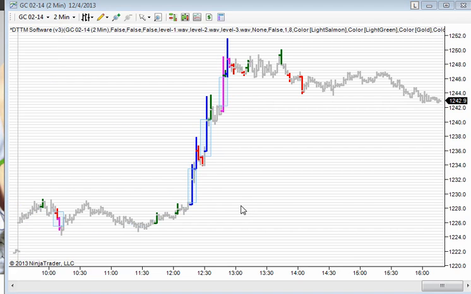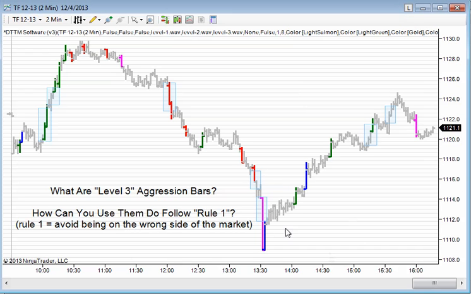How do you more often avoid being on the wrong side of the market? So that's, again, the point of this video, just looking at what these level 3 bars are. How can you use them to more often avoid being on the wrong side of the market, increase your edge, make better decisions. So hopefully that makes sense.